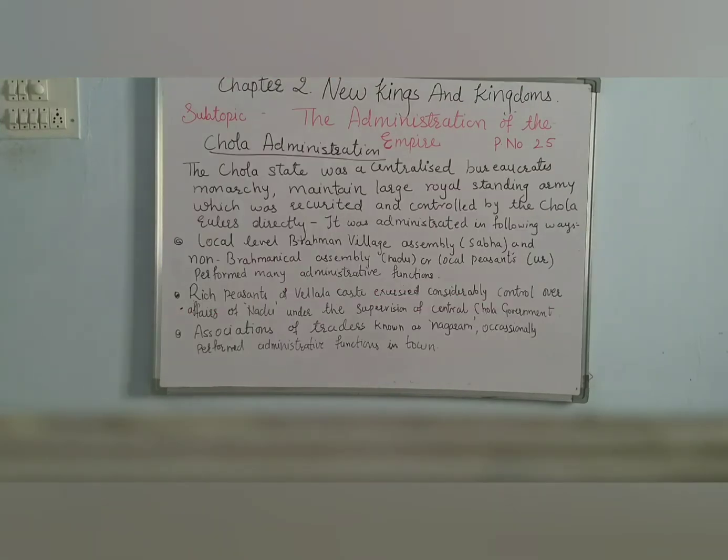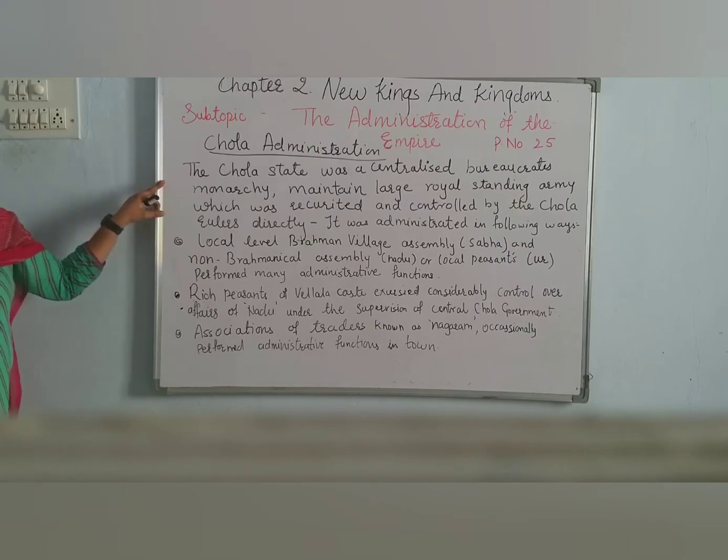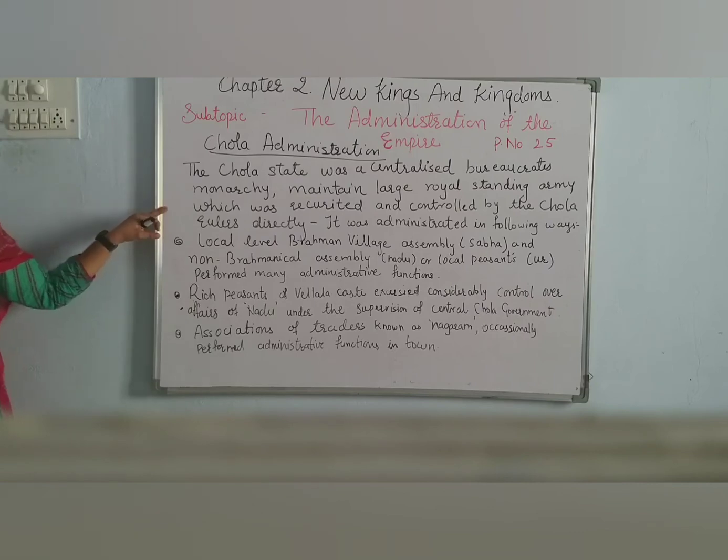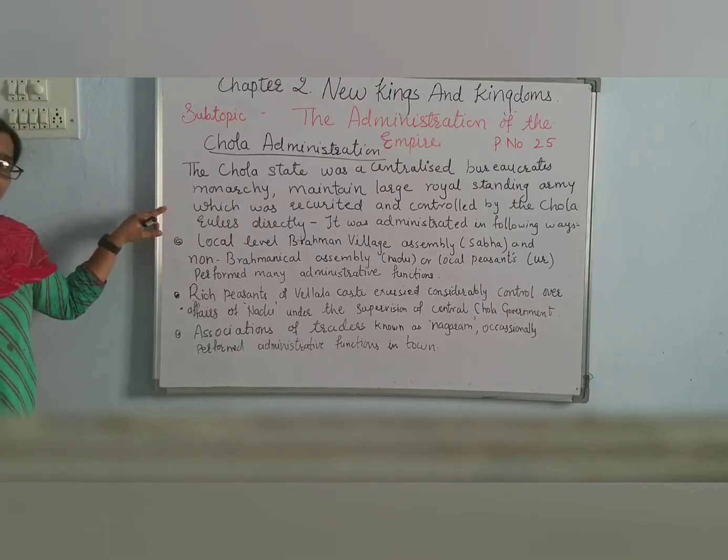Now the next topic we will discuss is Chola administration, detail-wise. The Chola state was centralized and bureaucratic. It was totally a monarchy, the rule of only a king. They maintained a large royal standing army, a very big army, which was recruited and controlled only by the kings, not by other people, right?